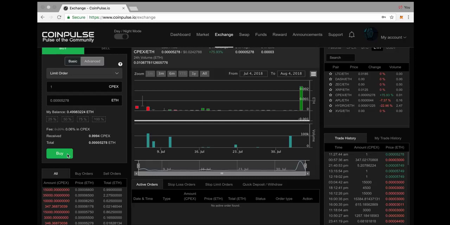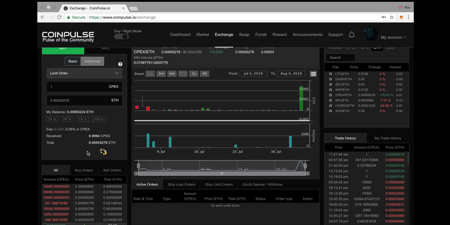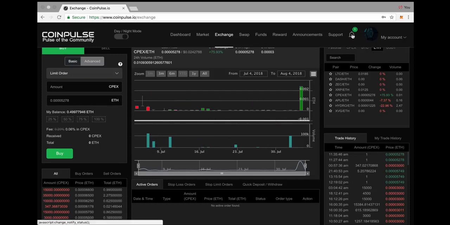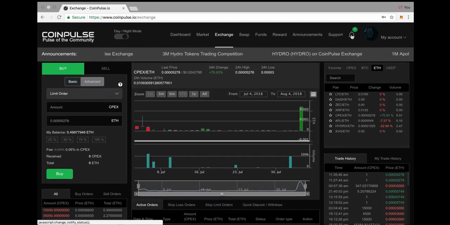So then you go ahead and hit buy, and once you do it this way, if you're buying from someone who's already selling this token, you will notice that it won't put it in queue, it will just fill the order. So now you go up here and you click the little bell where you get the one, and it'll tell you that you have just bought a token.